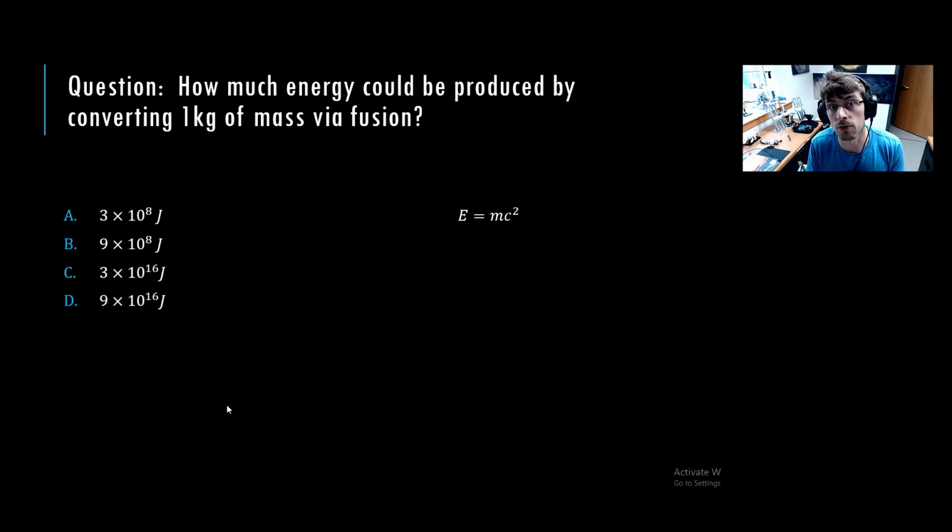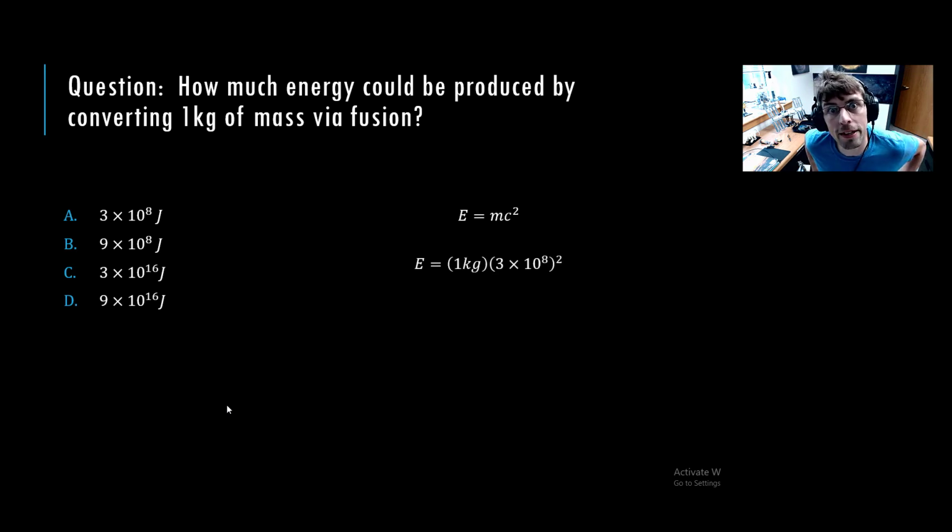So let's get some practice with that. Here's a question for you. How much energy could be produced by converting 1 kilogram of material into pure energy via fusion? So taking 1 kilogram of material and turning it into pure energy. Go ahead, take a minute, hack it out. You got it? Good. So let's go ahead. I said 1 kilogram of mass, so we will place that in for the m in our equation.